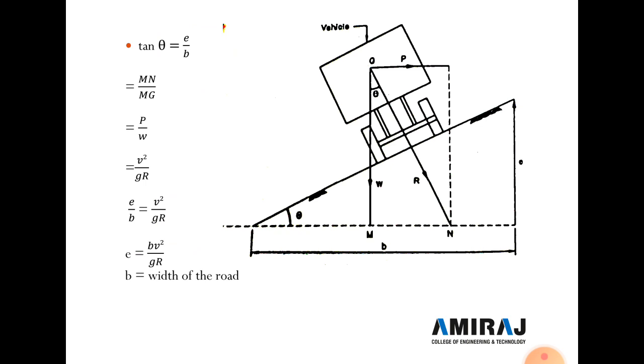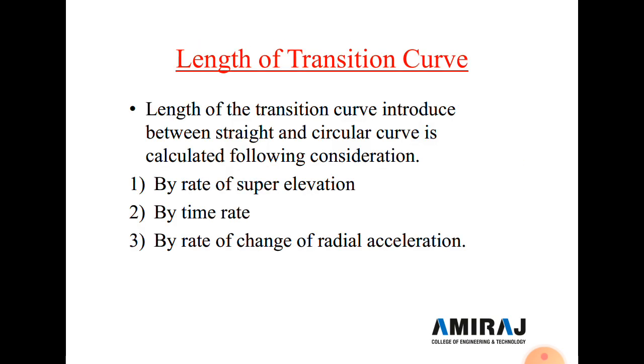Clear? Now E is the super elevation. Super elevation is equal to B V square divided by GR. B is the width of the road, V is the velocity of the vehicle, G is 9.81, and R is the radius of curvature of the road. So this equation is used to find the super elevation for any road turning.